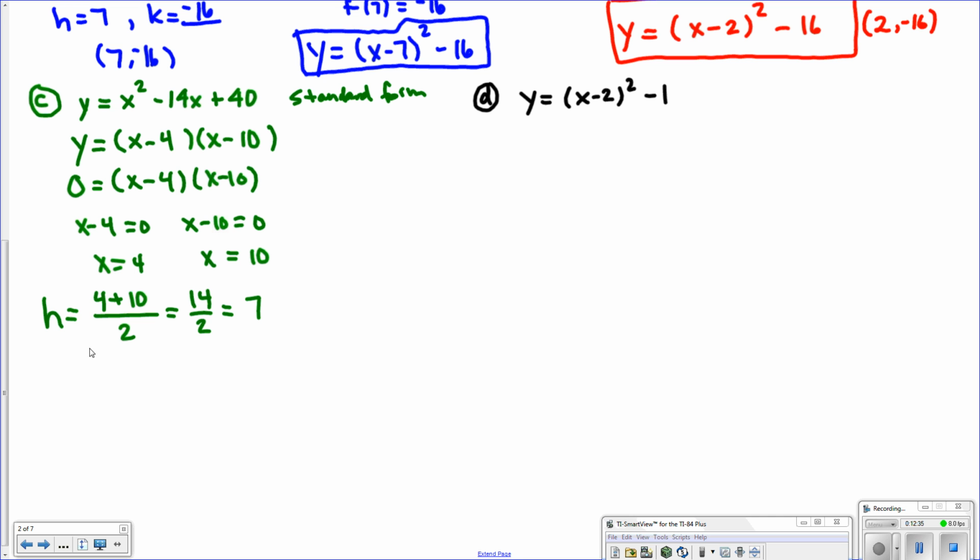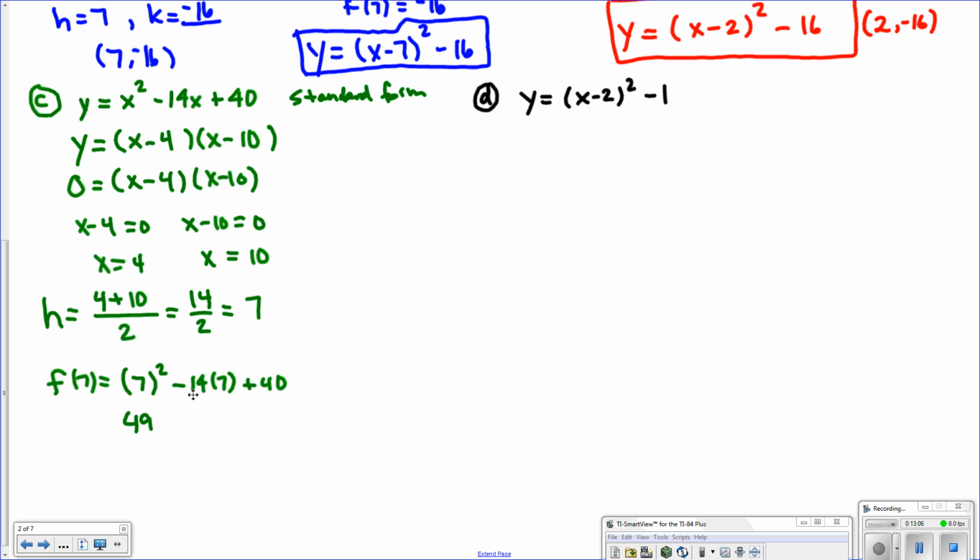And now let's take our 7 and plug it in there. So f of 7 equals 7 squared minus 14 times 7 plus 40. Now we could do that one. You could also do this one. It's probably going to be easier. Probably would have been a smarter move on my part to do that, but let's see what happens here. We should get the same answer.